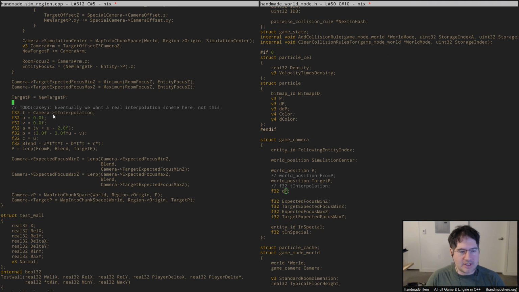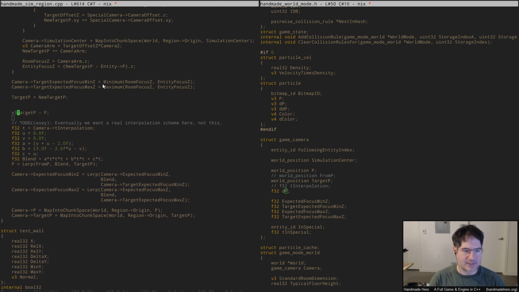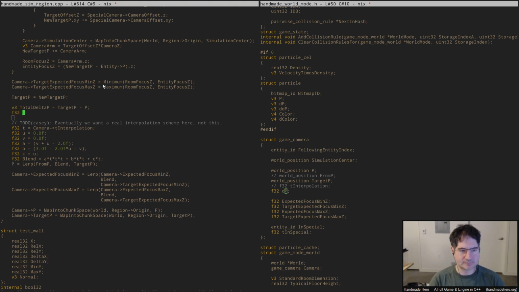Okay, so now let's look and get some information about our behavior here. We know that we're going to target P, and we know we're coming from P. So this is the delta P, meaning it's not the derivative of P, but the total delta. It's how far we would need to go. You might even call it the desired delta P, or total delta P. That's the amount that we would need to move to go directly where the camera system wants to view the world from at this particular time. So we know the length of that vector.